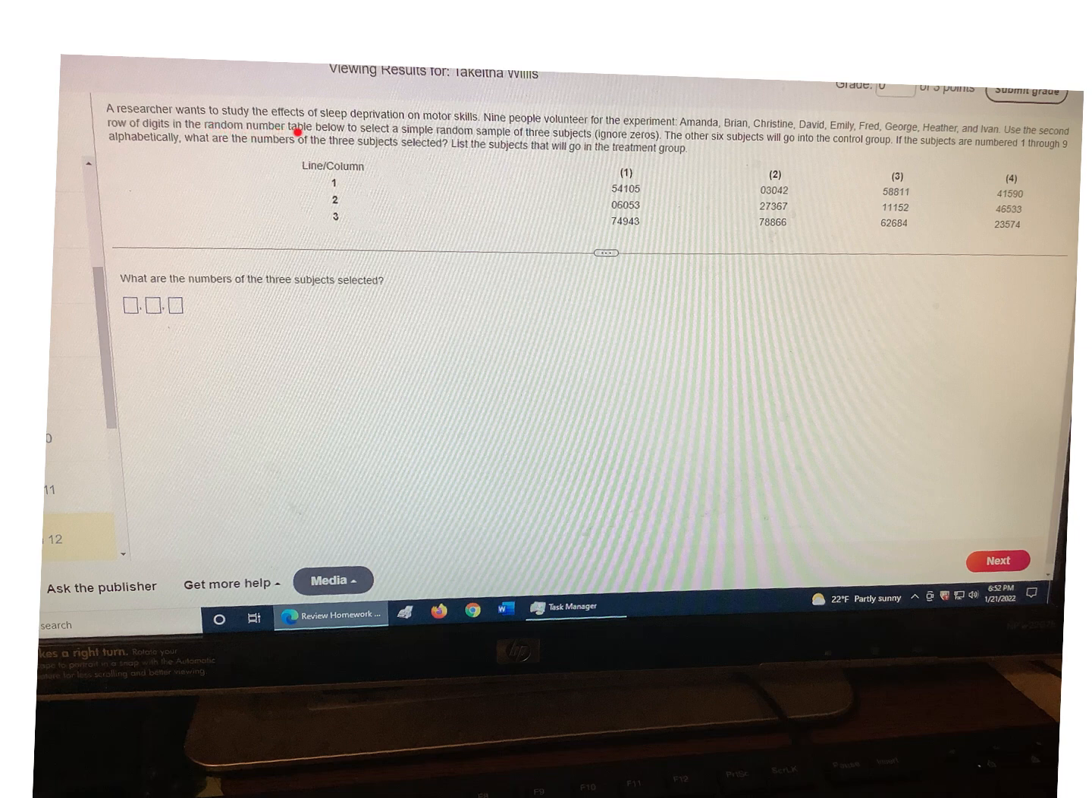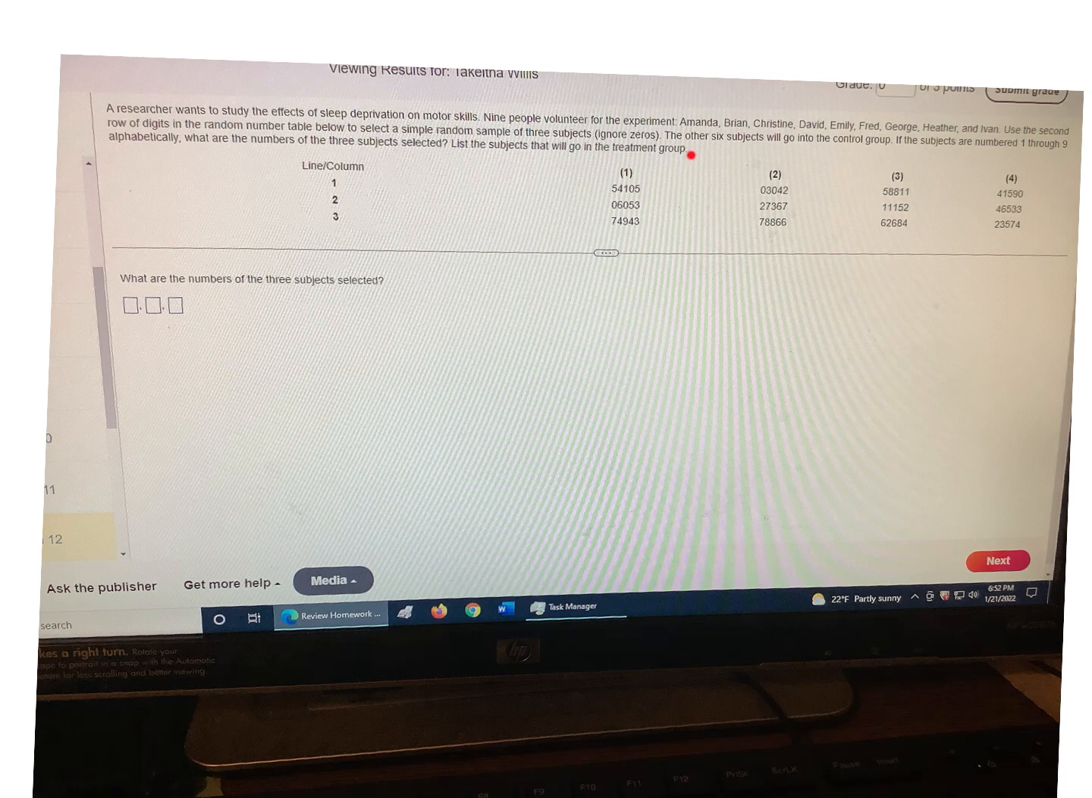In the random number table, select a simple random sample of 3 subjects. So they want 3 subjects. You need to ignore the zeros. The other 6 subjects will go into a control group. The subjects are numbered 1 through 9 alphabetically. What are the numbers of the 3 subjects?